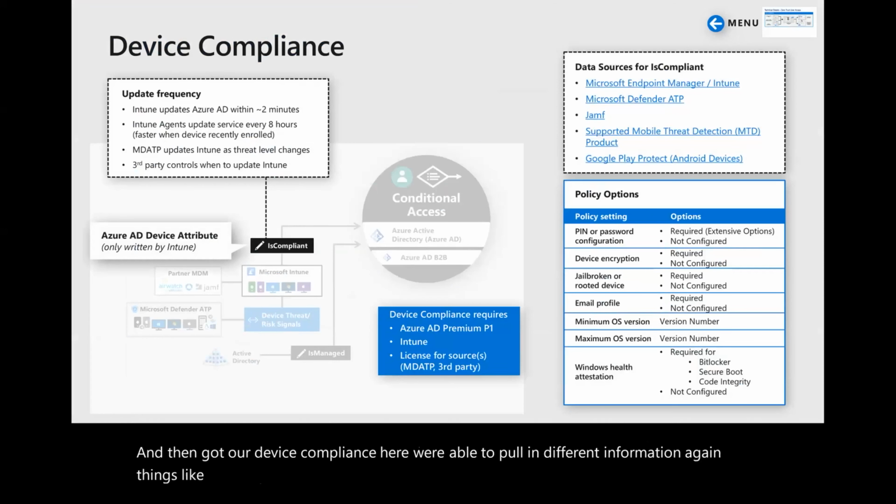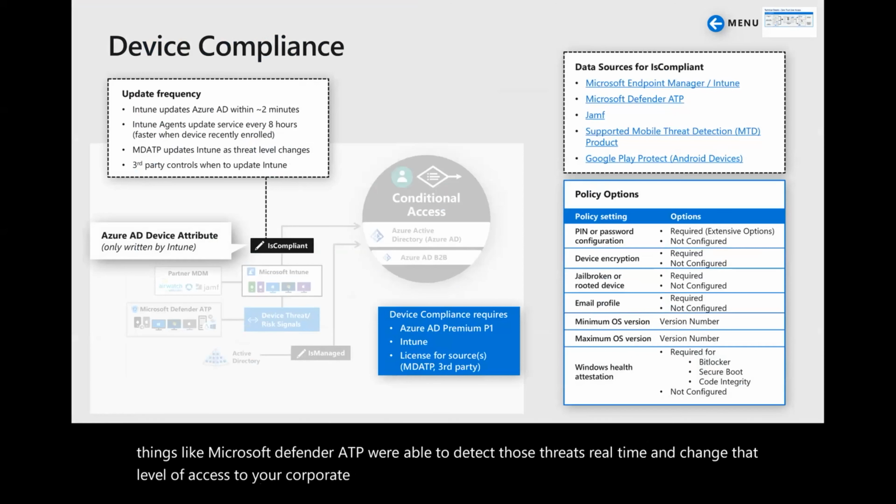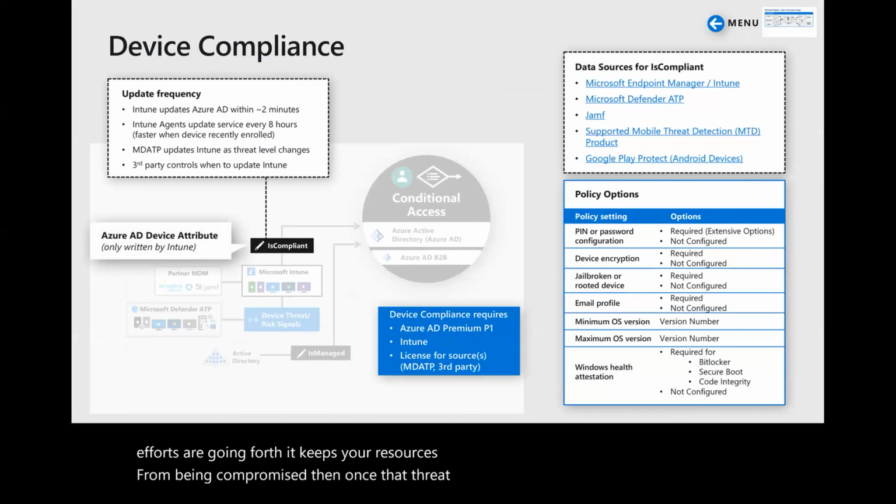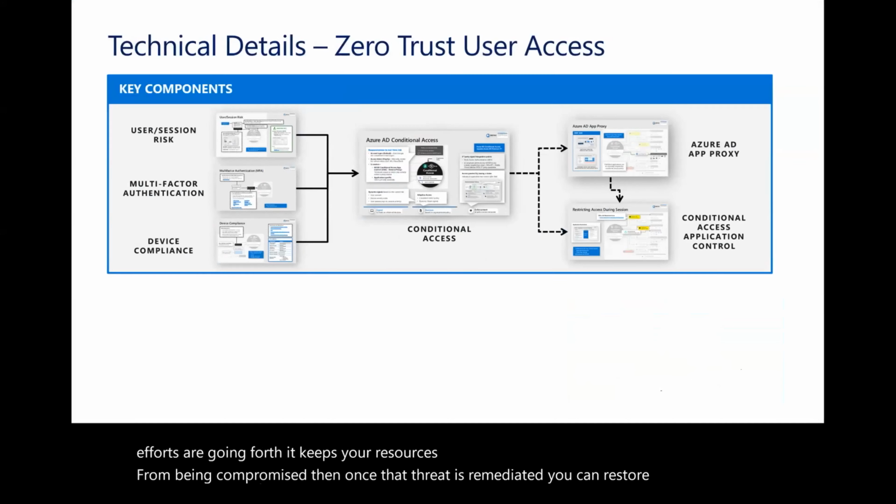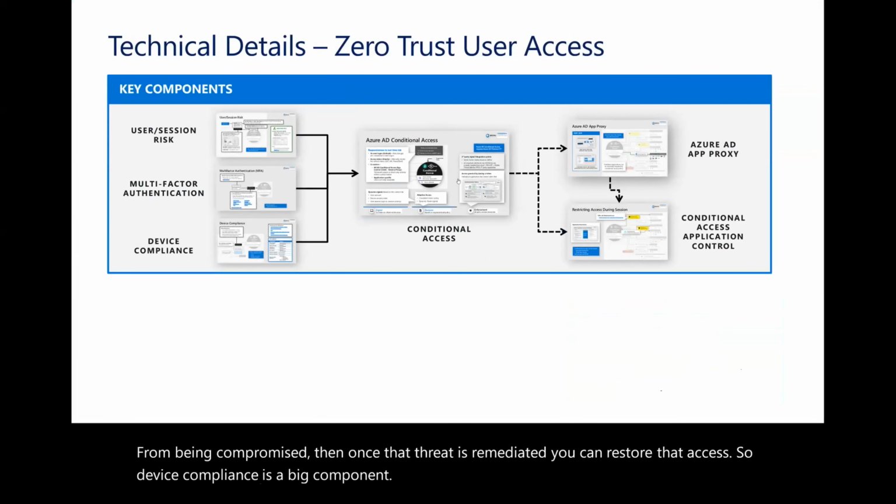We're able to detect those threats real time and change that level of access to your corporate resources based on active threats going on the machine. We can pause access to your cloud apps if there's a threat that's been detected as the remediation efforts are going forth. It keeps your resources from being compromised. And once that threat is remediated, you can restore that access. So device compliancy is a big component. All that revolves around conditional access.